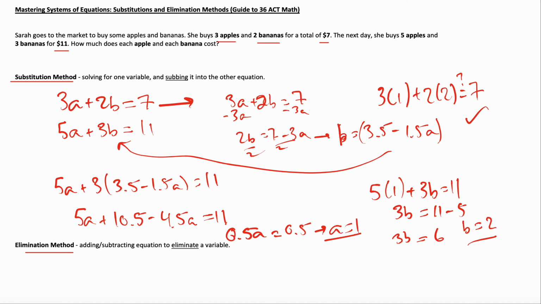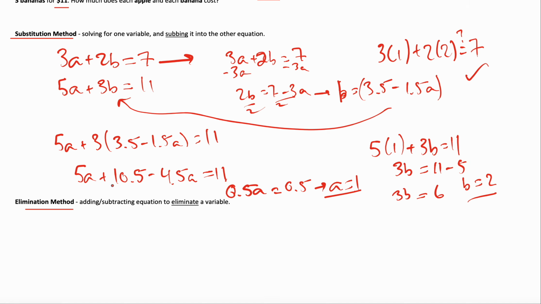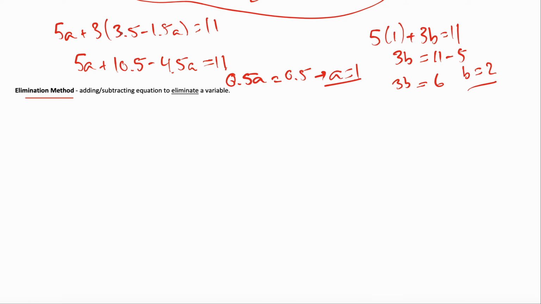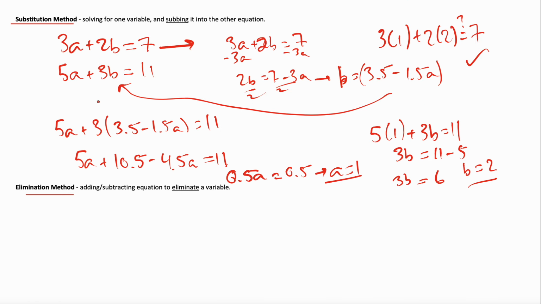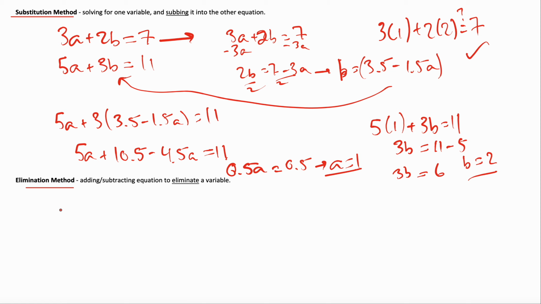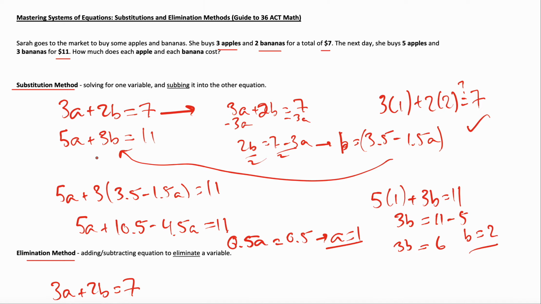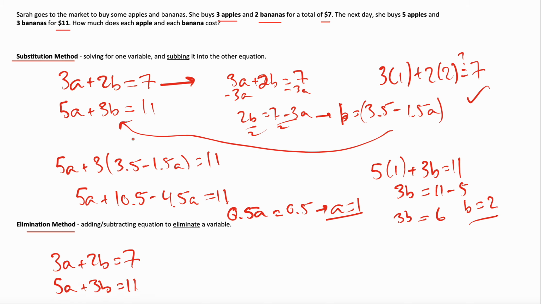Let's look at how you can use another method called the elimination method. With the elimination method, we start off with the same kind of beginning: 3a plus 2b equals 7, and then 5a plus 3b equals 11. Again, just to clarify, we get 3 apples plus 2 bananas is 7, and 5 apples plus 3 bananas is 11. That's how we get there.